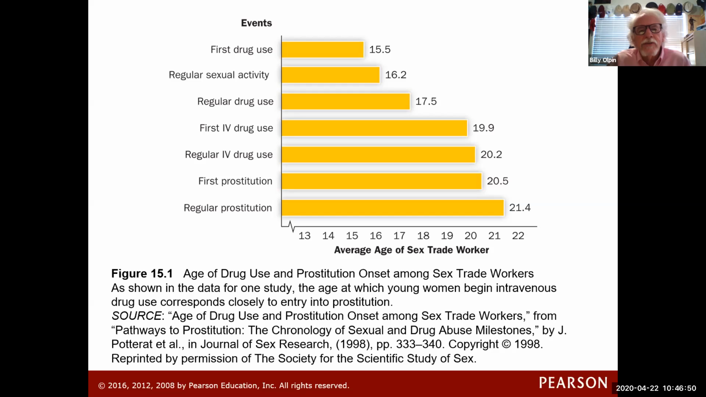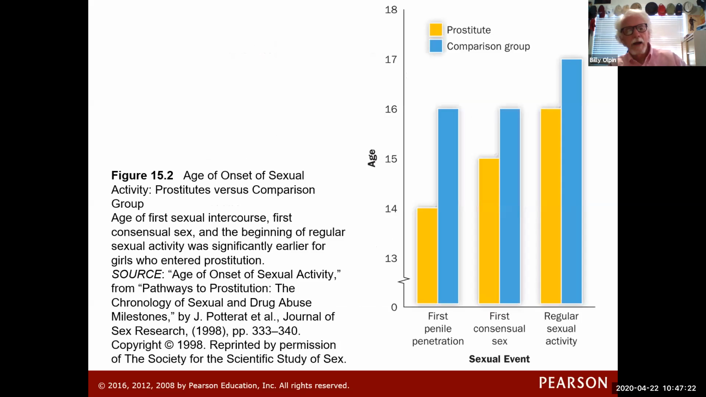Their first drug use is typically earlier. As I said, with most of these things, the onset is different. As you can see, though, the IV drug use, heroin, methamphetamines, etc., and regular IV drug use just immediately precede their first prostitution and regular prostitution work. And their sexual activity is usually younger, as you can see across this, as we said.